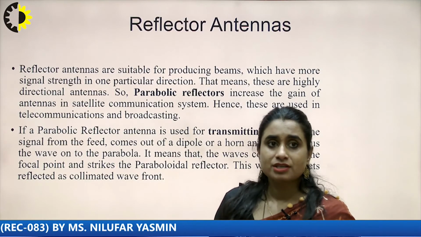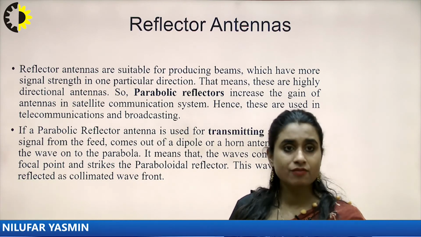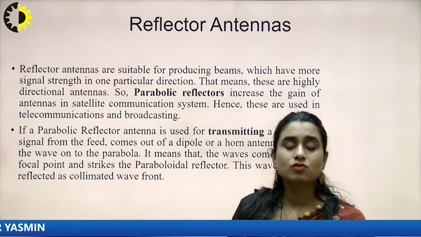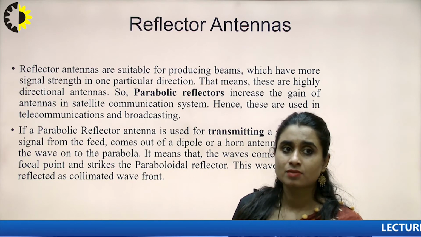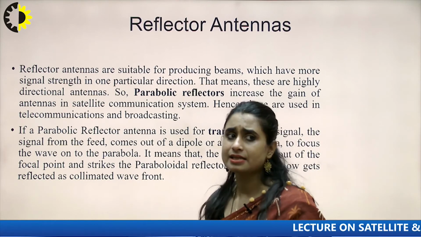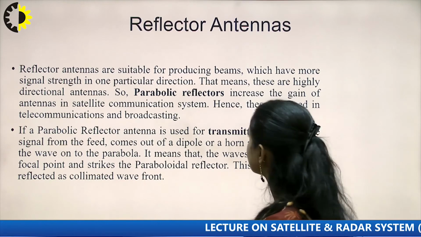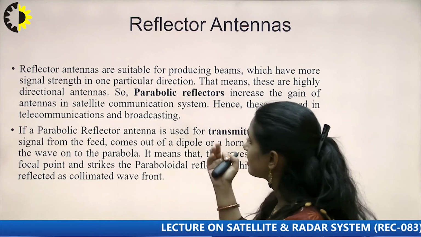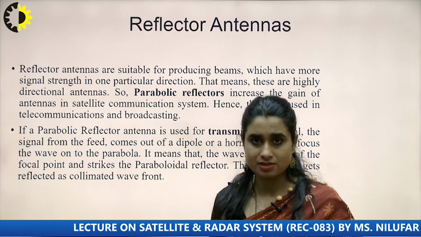Now if we talk about reflector antennas, these are suitable for producing beams which have more signal strength in one particular direction. That means these are highly directional antennas. So parabolic reflectors, they increase the gain of the antennas in satellite communication systems. Hence these are used in telecommunication. Reflector antennas are basically used for telecommunication, like DTH services.